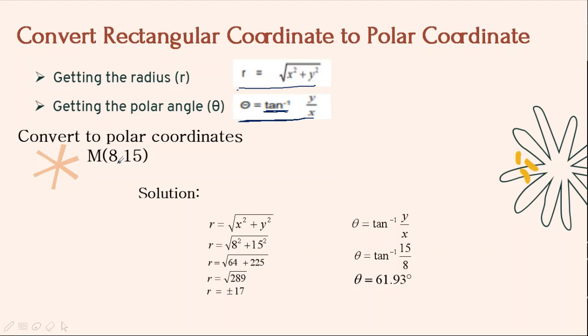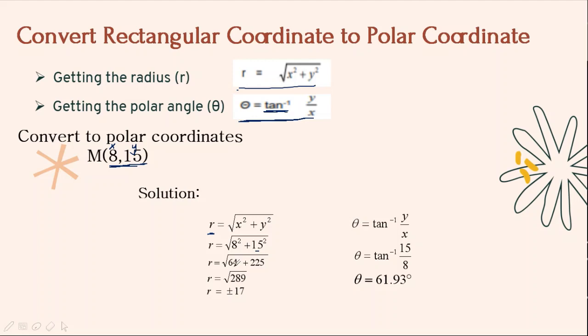We have here a rectangular coordinate and we need to convert it into polar coordinates. So let's have the r first. Again, in getting the r, we need to find the square root of x squared plus y squared. All we need to do is to substitute the x and y values in the formula. Our x here is 8, so 8 squared, plus our y is 15, so 15 squared. Then after that, let's simplify.